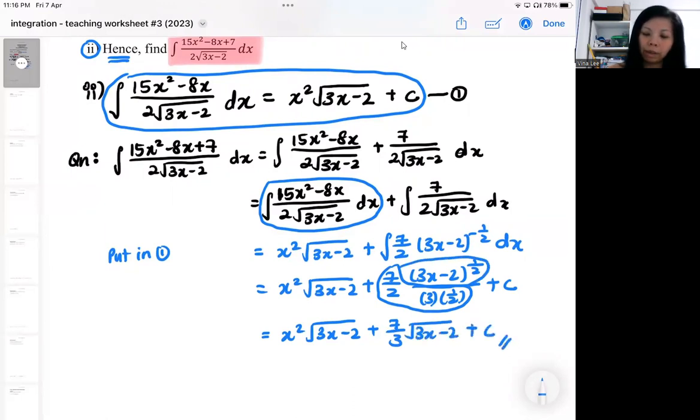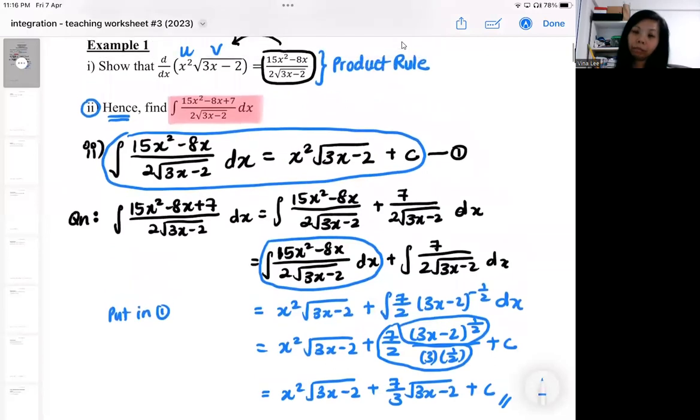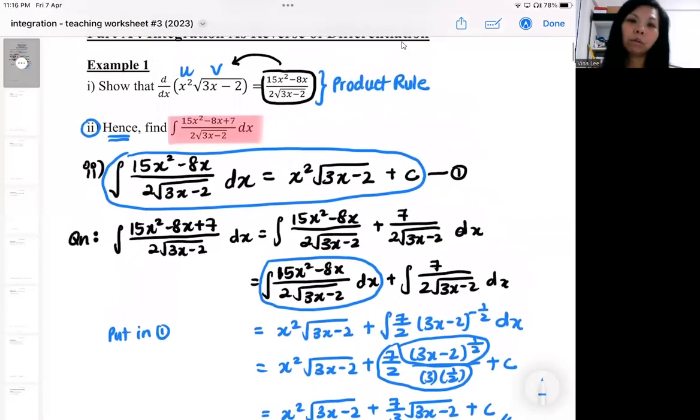Okay, so that will be my answer. So the "hence" comes from the undifferentiate. I use the product rule to get the differentiated answer, and then I undifferentiate it. Undifferentiate is to integrate. Okay, so this is the reverse.